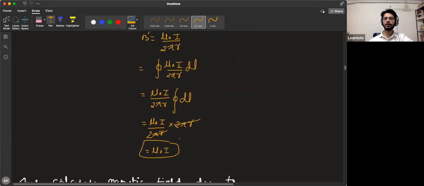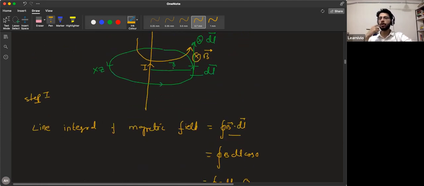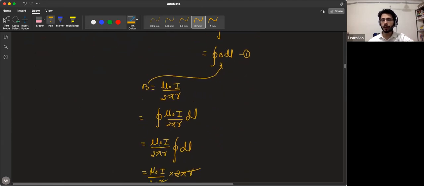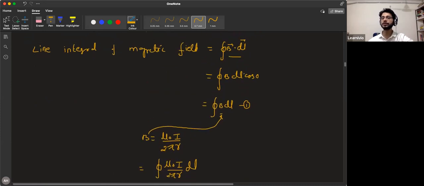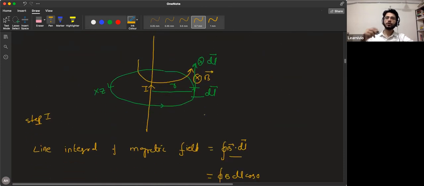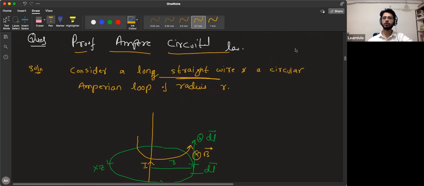Closed integral of B dot dl is mu naught I. See, when we take this circular loop, all 3 criteria of Amperian loops are getting satisfied. The first one, when you take a circle, it's closed. Magnetic field, this whole mu naught I by 2 pi r, is constant. So it's uniform. I take it outside. Angle between B and dl is 0. So that means this criteria, tangential, gets satisfied. So when you take a circular loop for a straight wire or a cylindrical wire, all your criteria get automatically satisfied. Note it down. We'll do one numerical now.